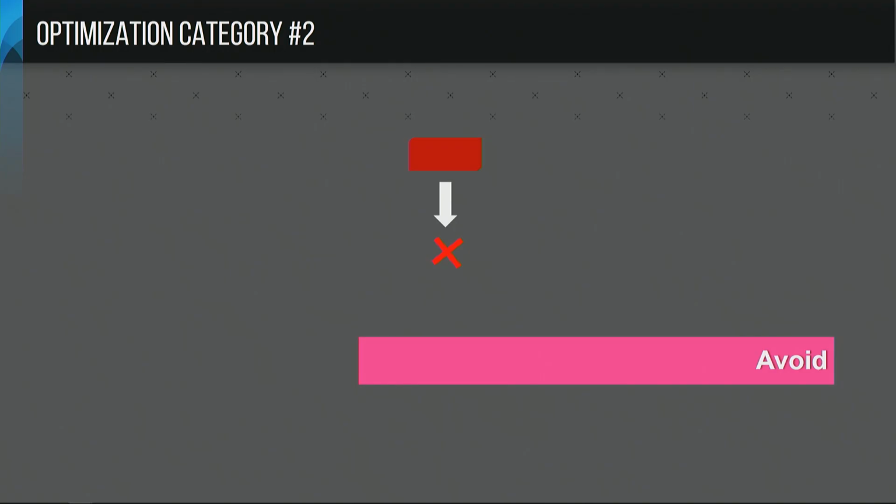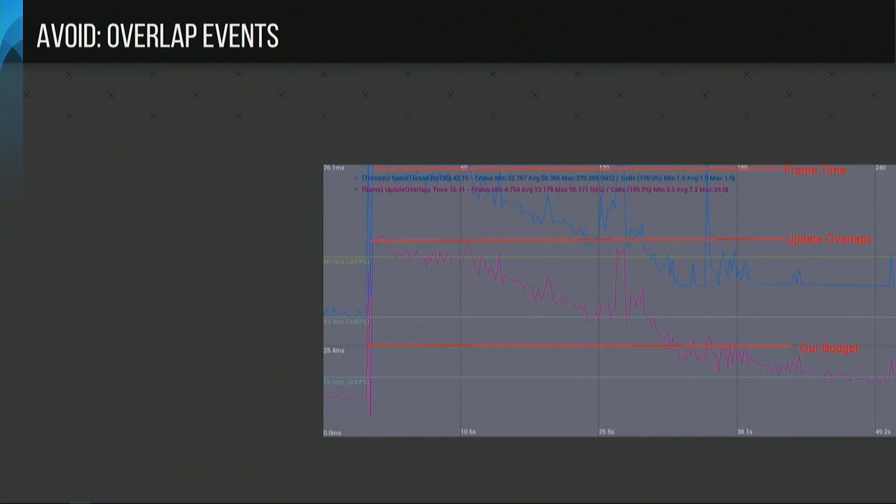All right, now we talked about what we need to do, tools that we should use, how we should do it, but there's also a couple of things that you should avoid, that you shouldn't be doing. So let's take a look at that. And one of our examples is overlap events.